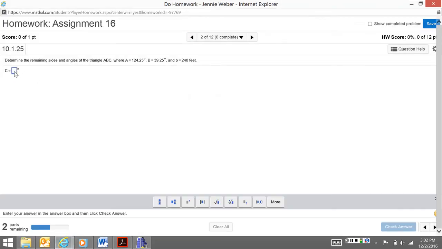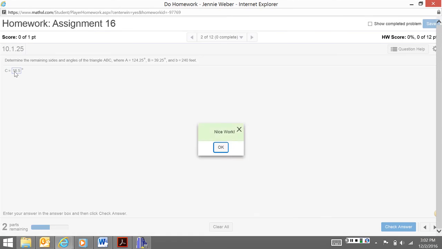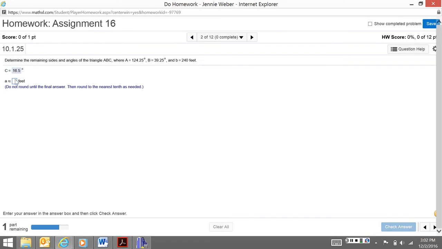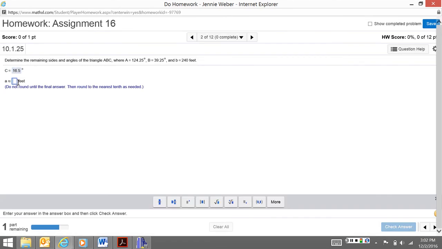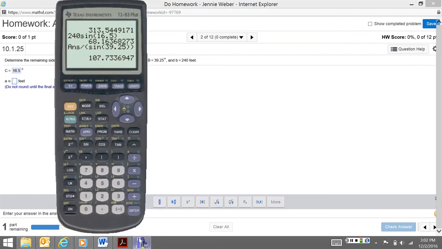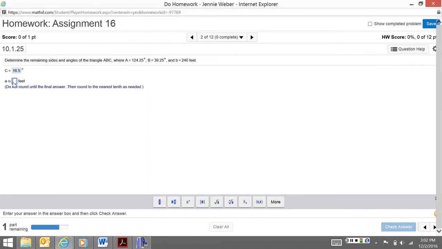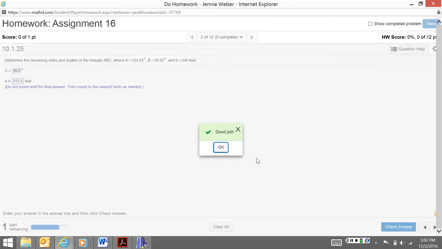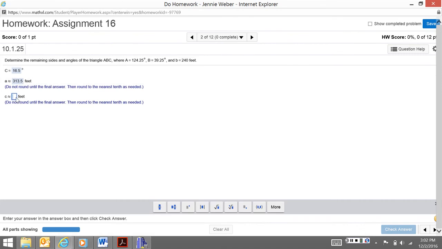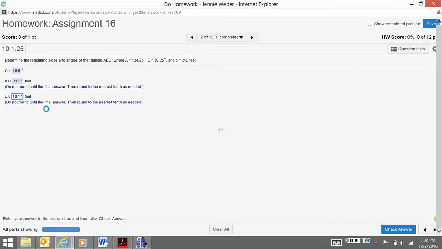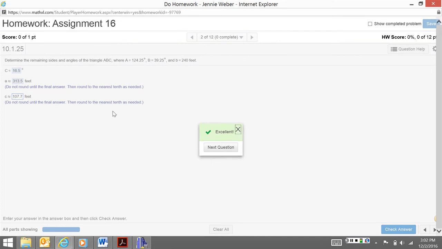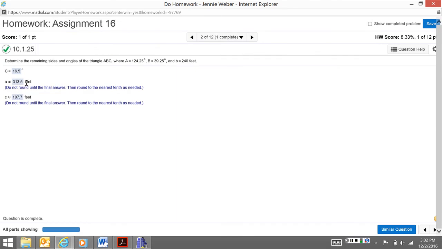So this was our 16.5. And this says do not round the final answer, which we didn't. That's the reason we could use our calculator. By using this, we were able to use the answer. We never did any rounding. And then it said round to the nearest tenth. So A is 313.5. And C is 107.7. Now, if you had rounded earlier, chances are you would be off a tenth or so.